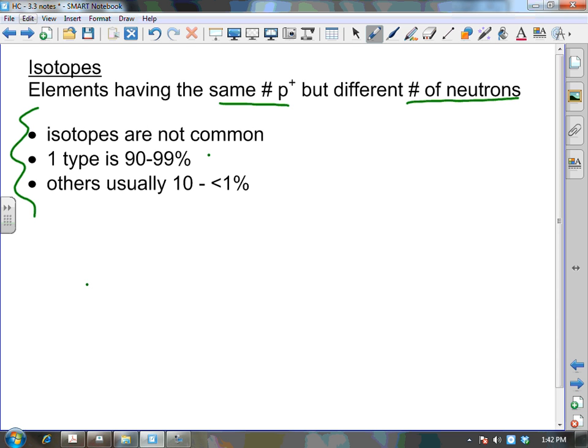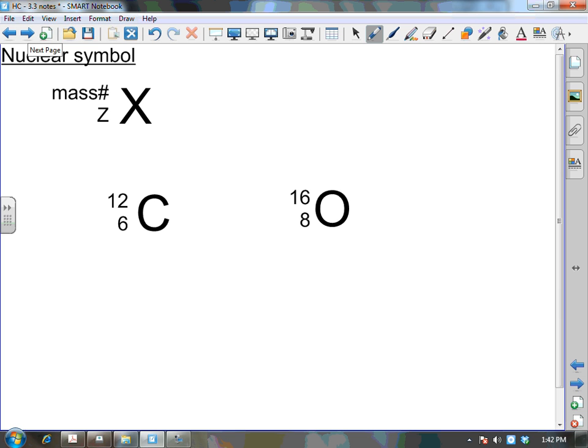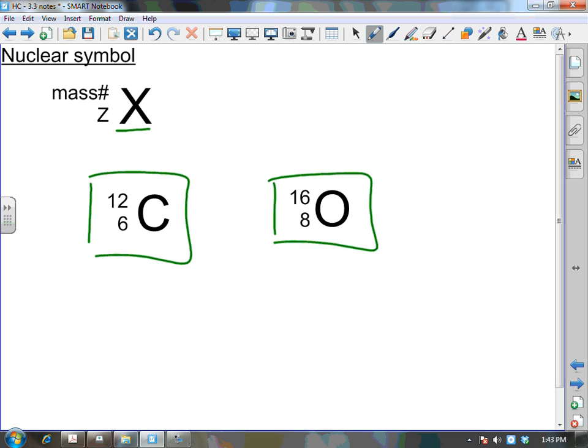Now, what we're going to talk about next is the nuclear symbol. This is one way we're going to write the various information depending upon what we're given. So the nuclear symbol for an element is simply the mass number written over top of the atomic number next to the element symbol. So right here, this is the nuclear symbol for carbon. This is the nuclear symbol for oxygen.